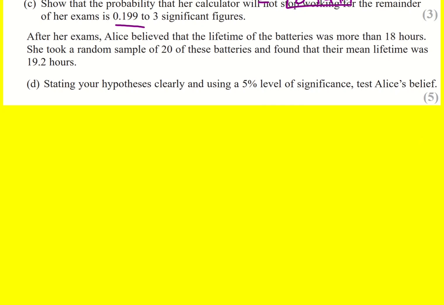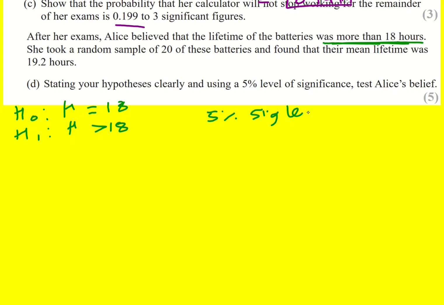Well, actually, we're back into kind of more traditional territory now. You would have done many a hypothesis test, and let's go for it. H0 is going to be that the mean is still 18. H1 is then going to be that it's more than 18, because her suspicion is just that. We've got a 5% significance level and it's one-tailed because it's just a greater than.